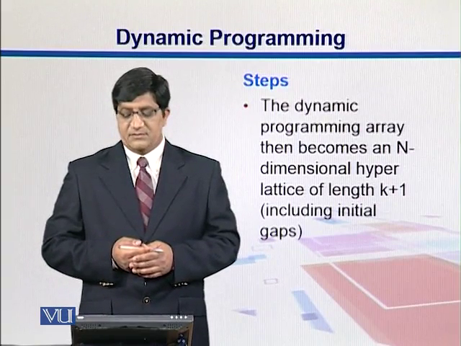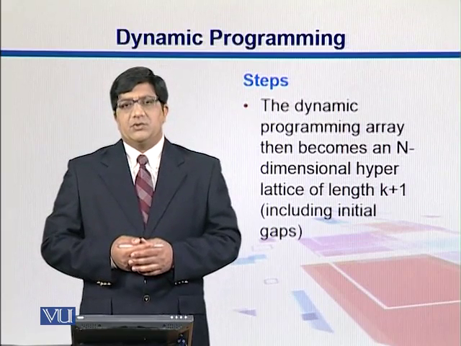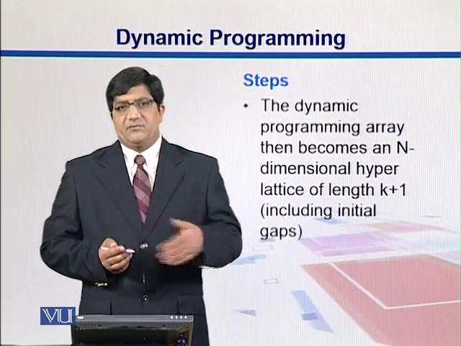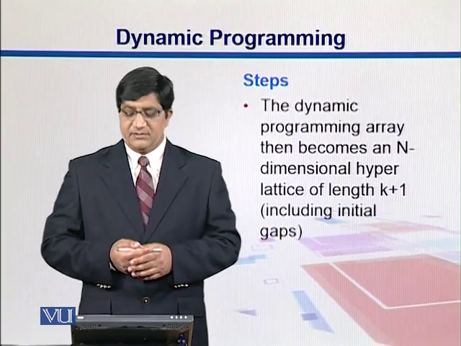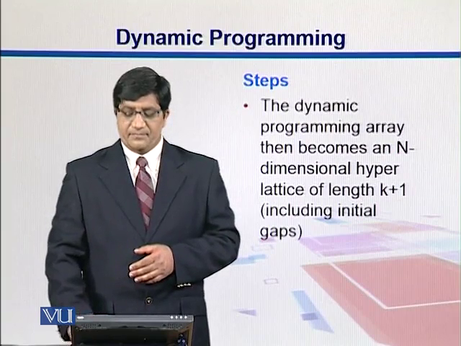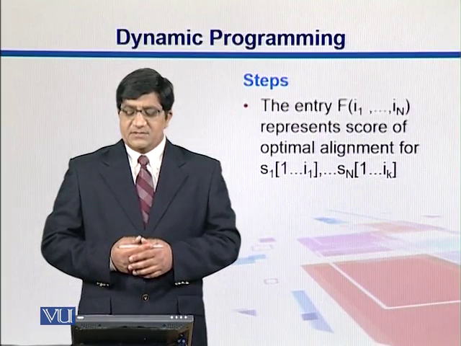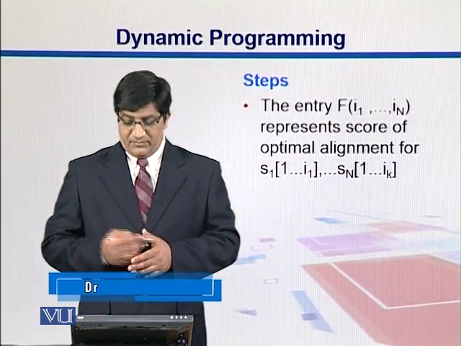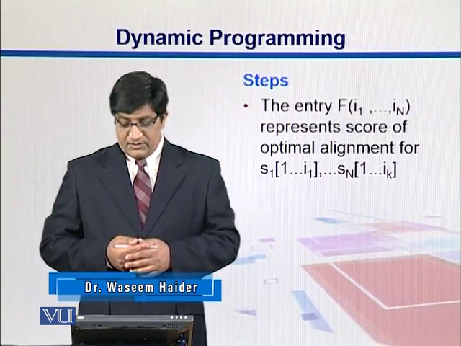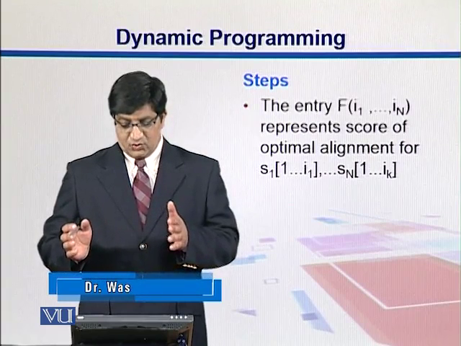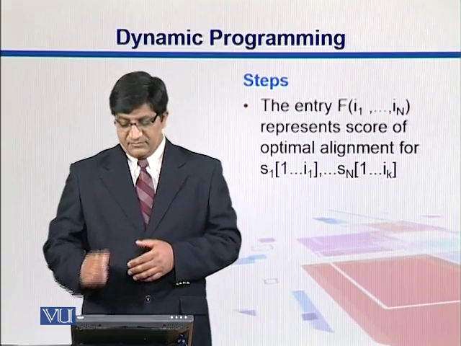Here the dynamic programming array is then n-dimensional, and it becomes a hyperlattice. We have lengths k plus 1, so that is one additional row or column, and if you keep on adding more dimensions, you will have one more cell for every sequence. We do those matrix fillings. We start by coming up with a scoring function, and we keep track of all those scores in a function. That represents the score of optimal alignments between the different sequences.